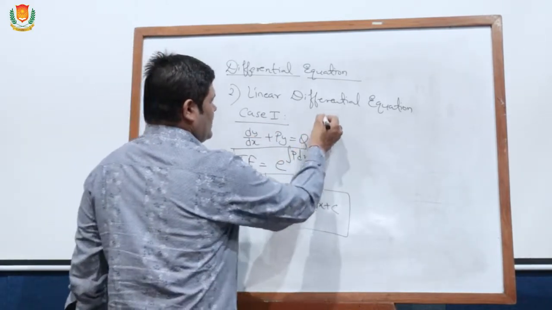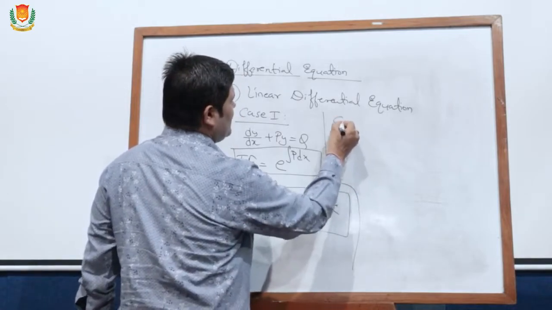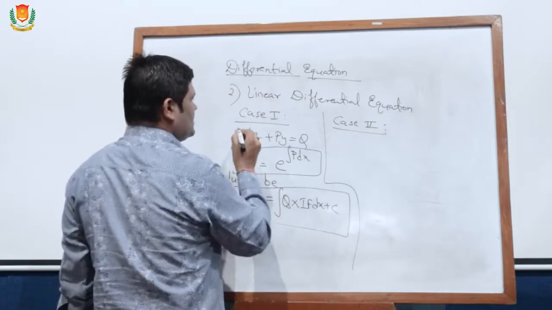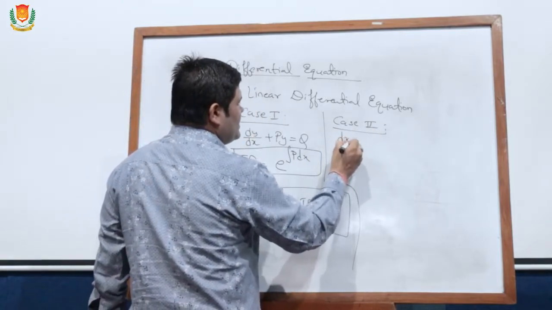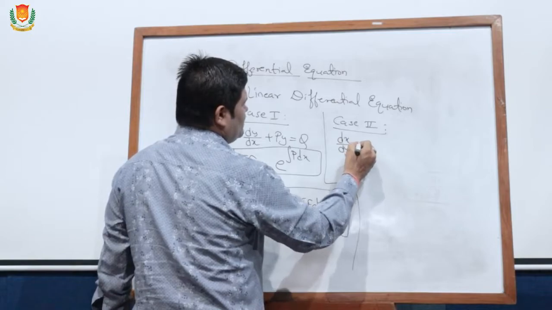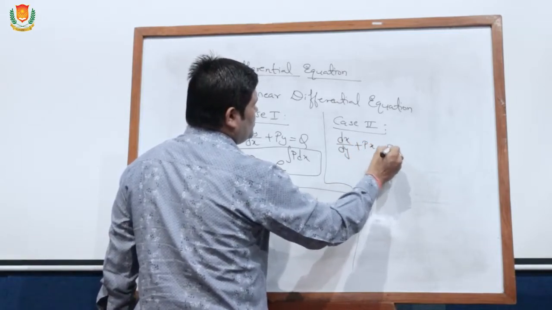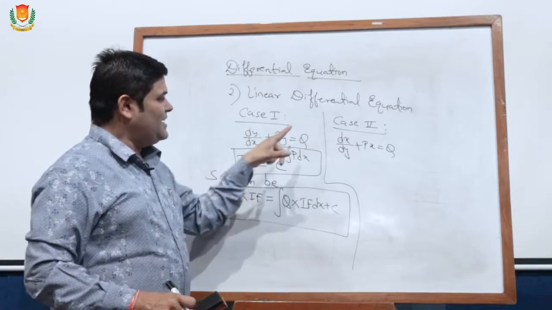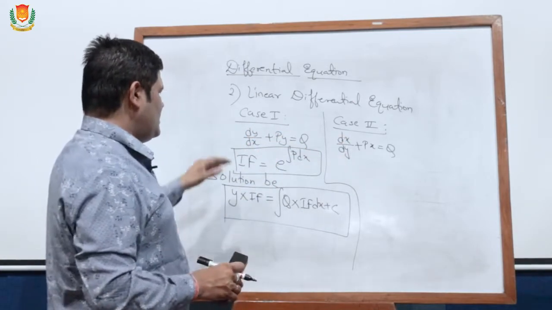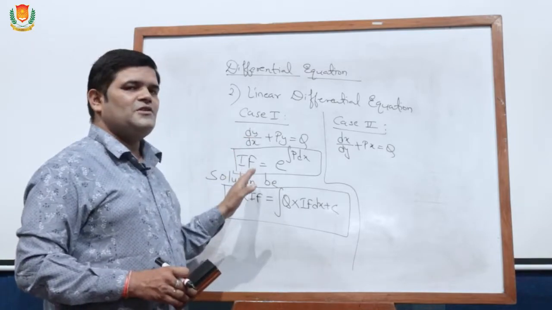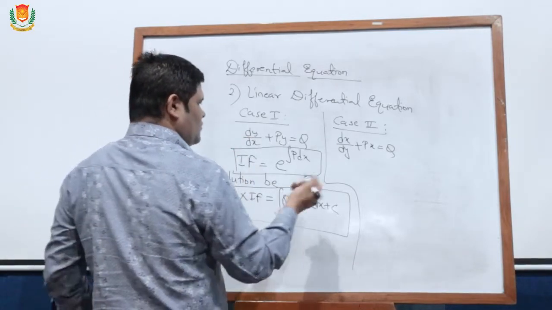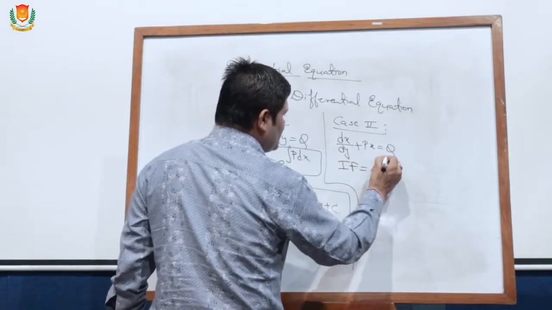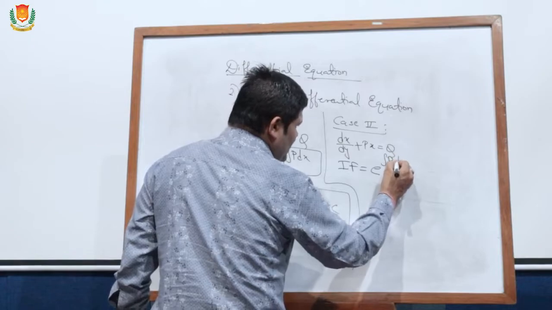Okay, and case 2, I am writing here as well. Case 2 is a differential equation of the type dx upon dy plus Px equals Q. Here, what changes? In case 1, y is dependent on x, but here x is dependent on y. Where we used x, we replace x by y and y by x. So the IF is e raised to the power integration P dy.